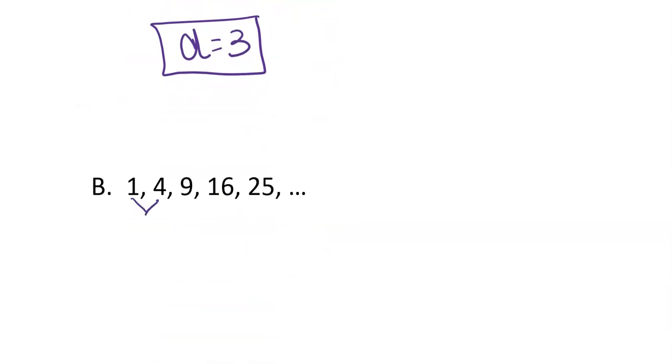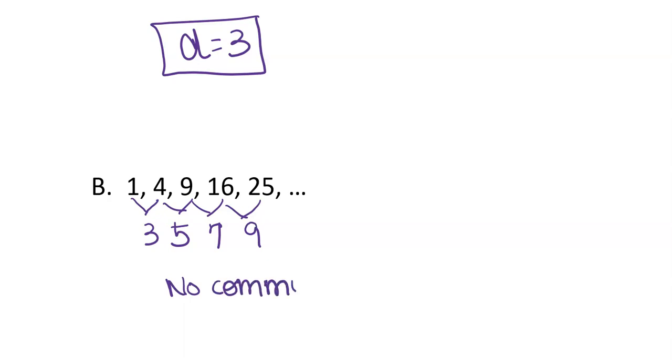So when you subtract these two, 4 minus 1 is 3. 9 minus 4, though, is 5. 16 minus 9 is 7. And you can see that these numbers are not all the same, so there's no common difference. 25 subtract 16 would be 9. No common difference. Not arithmetic.